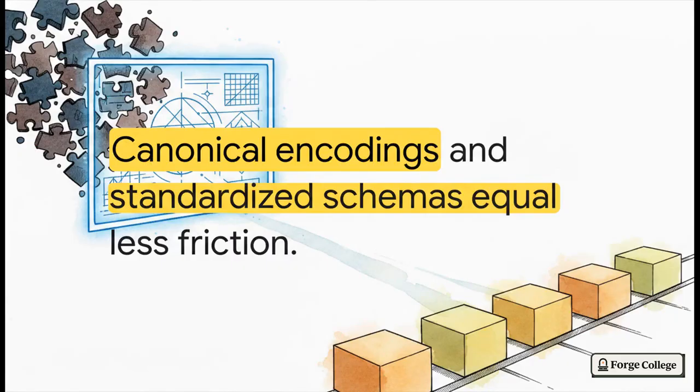So how do we get all of these different characters to play nicely together? We agree on a minimal interoperability surface. Basically, canonical encodings plus standardized schemas equals significantly less ecosystem friction. By standardizing exactly how data is packaged, a paymaster can easily read a request from literally any wallet without needing some messy custom integration. It just works.